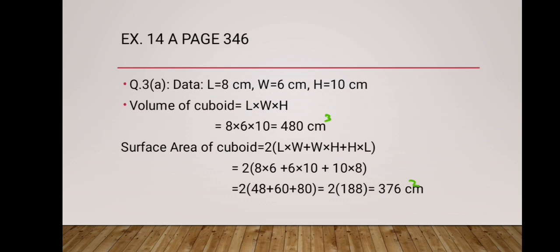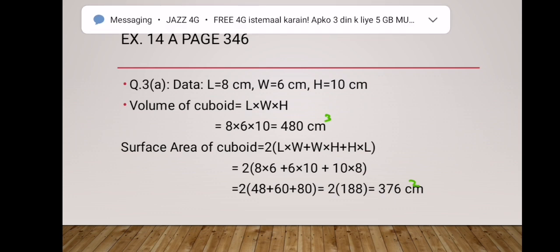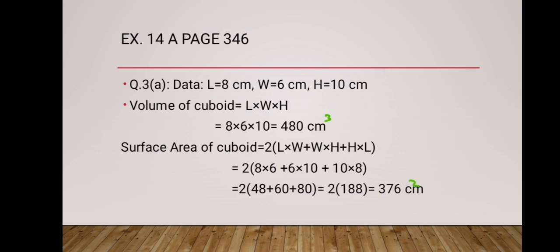Now, if you recall the formula of volume of cuboid, the formula of volume of cuboid is length into width into height. This means that we have to multiply all the 3 dimensions given there in the question. So simply multiply all the 3 dimensions, 8 multiplied by 6 multiplied by 10. This means I have substituted the values here. Now if you multiply all these 3 numbers, you will get 480 cubic centimeters. So this is how we have worked out the volume of the cuboid.